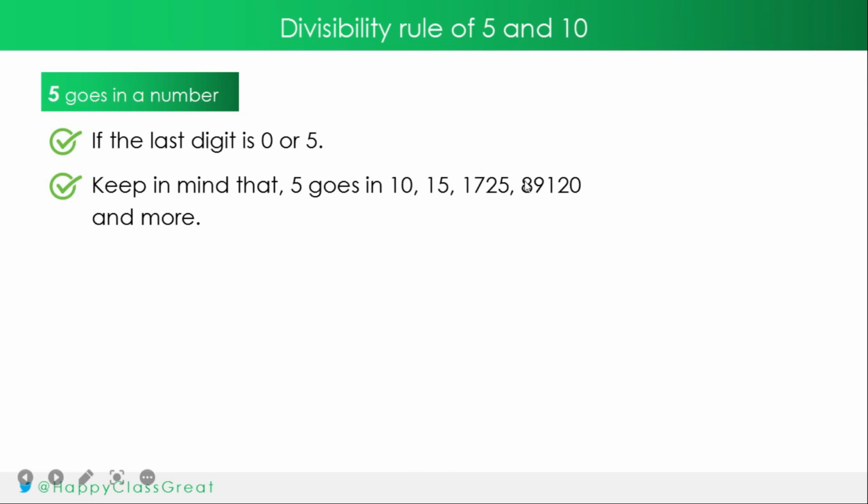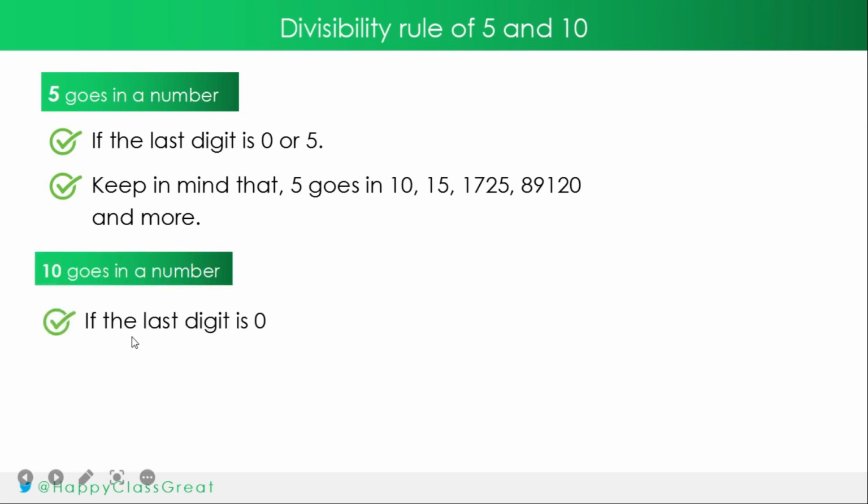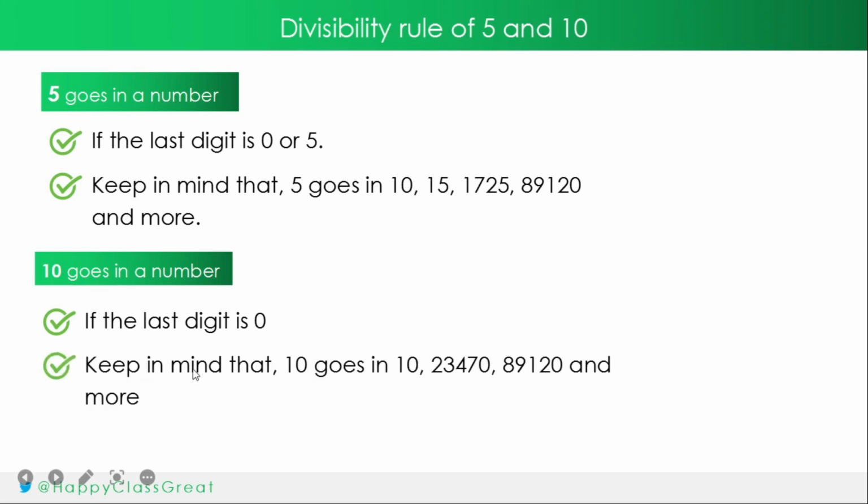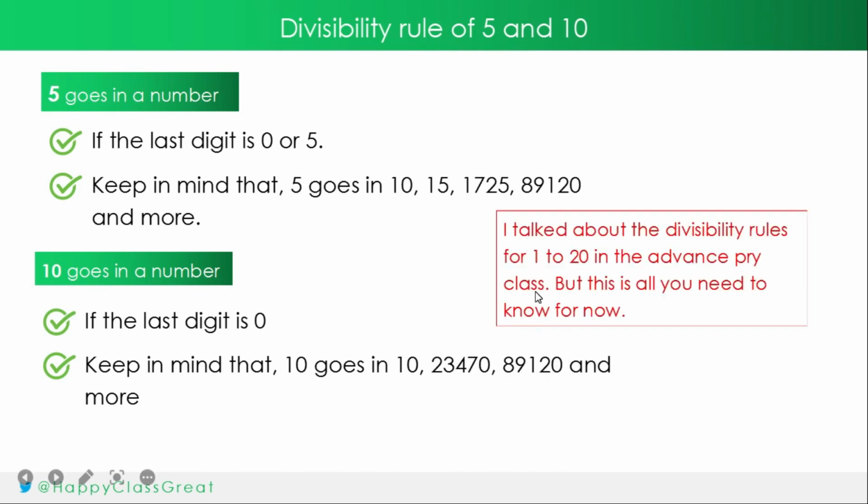Anytime you see a number like 15, 10, 20, you probably know that 2 can go in, and 5 can go into the number without remainder, and then 10 can go into the number if the last digit is 0. Now this 10 here, you know that 10 can go into it without remainder, 10 in 10 is 1, and 10 can go into 89,120 because it also ends with 0. You understand? Keep in mind that 10 can go into 10, 20, 30, 23,470 and 89,120 and so on.